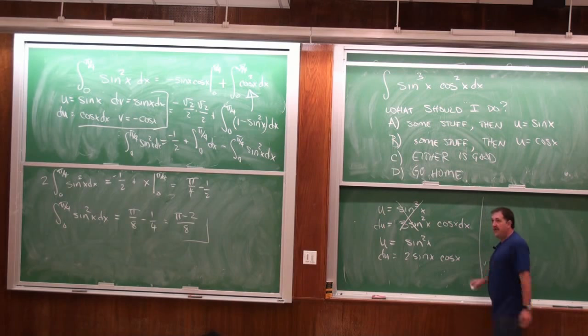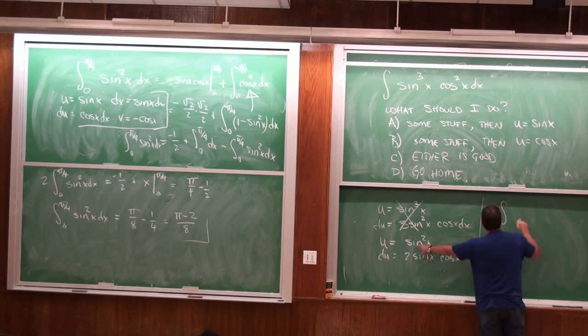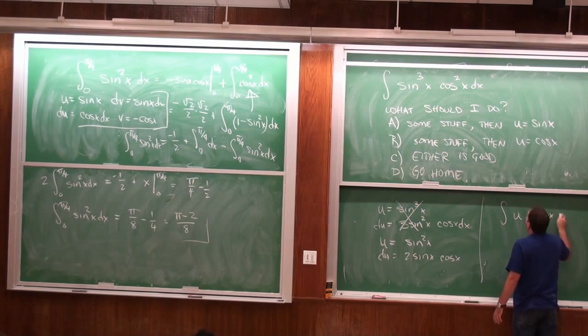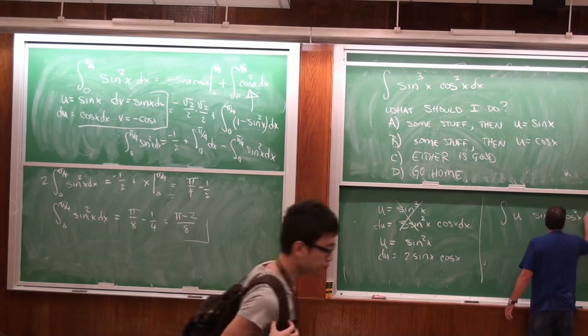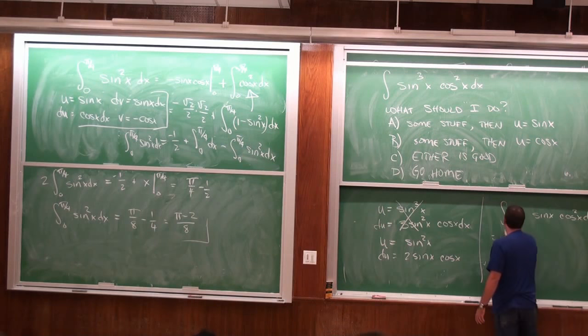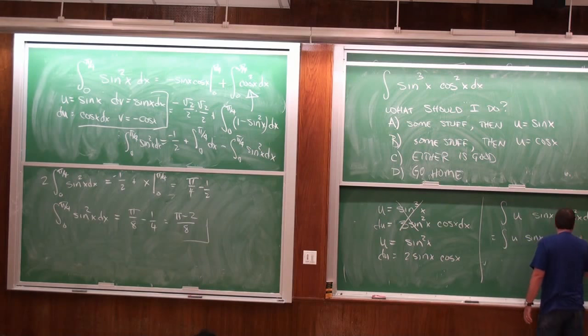Okay, so if I do that, then that integral becomes, well, I have u, then I have a sine x cosine squared x dx. One of those is du. So this is u sine x cosine x du. And I don't know what to do with that. I guess this could be a square root of u, but this guy is still there. So this doesn't work so well either.